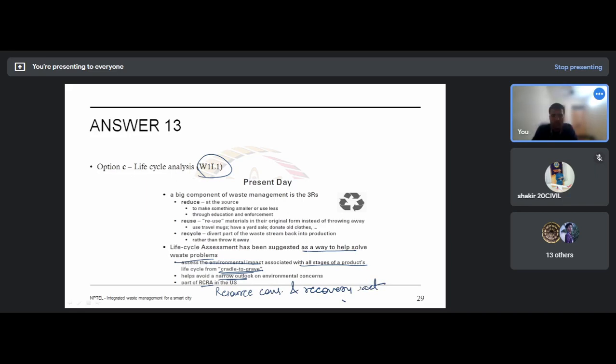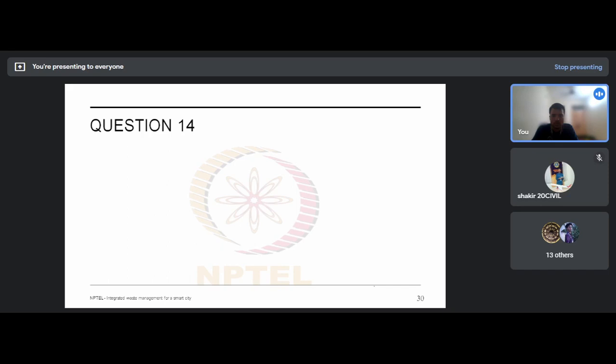So we'll see the last question of today's class. 14. Landfill liners are made from which of the following materials? The first option is sand, clay, geomembranes, and glass.